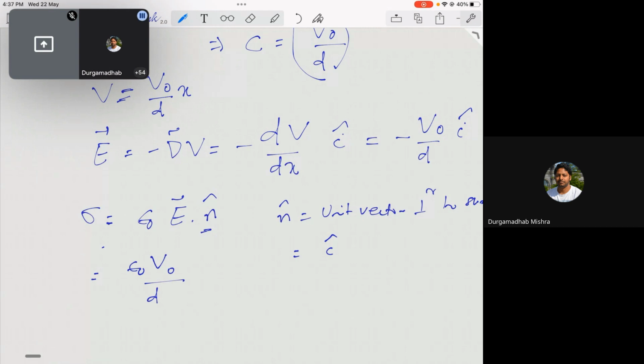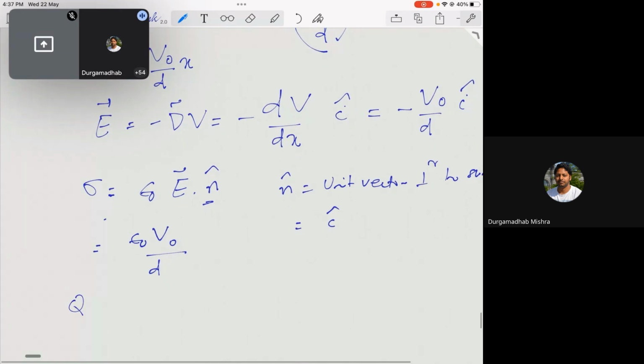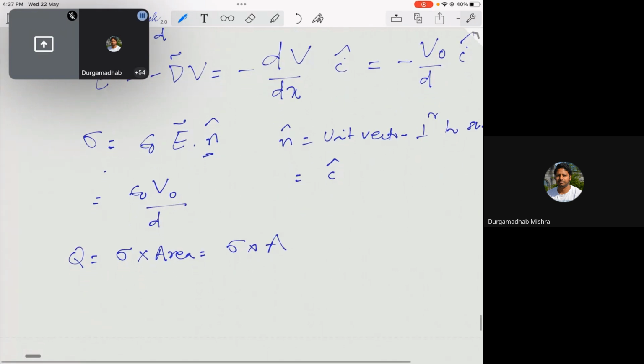And from here, you can then calculate the total charge. The total charge will be sigma into this area, or sigma into A, which will be equal to epsilon naught V naught A divided by D.